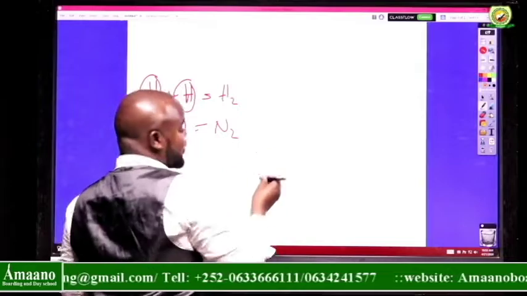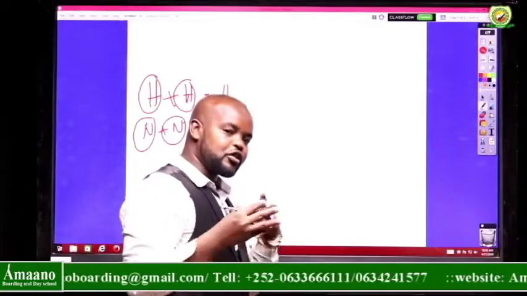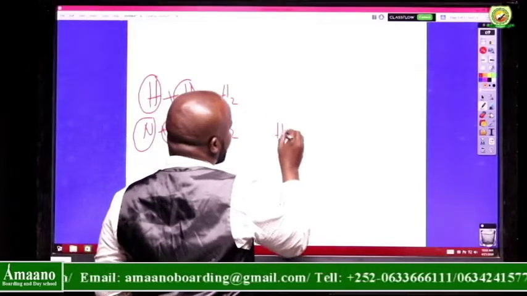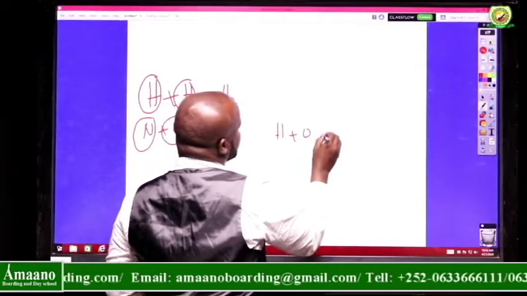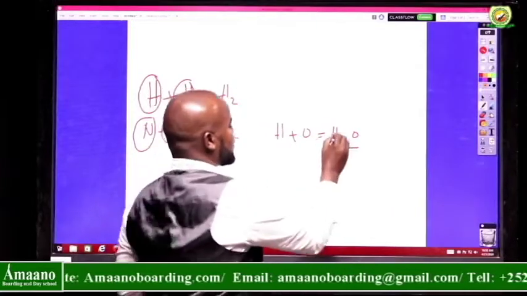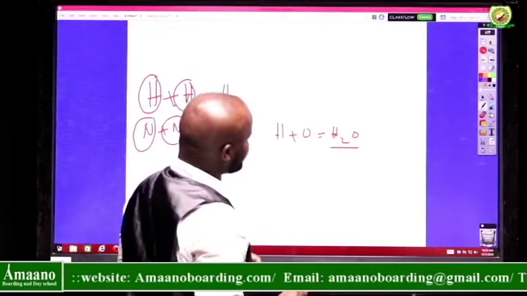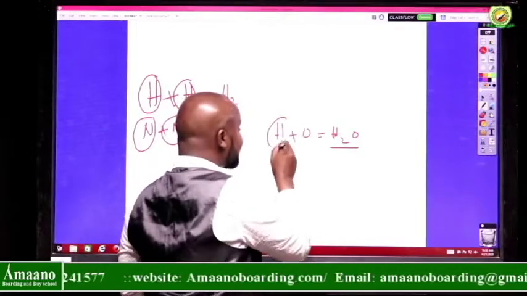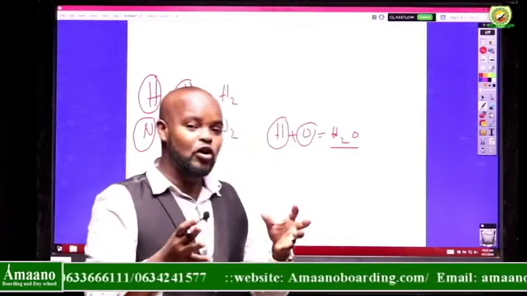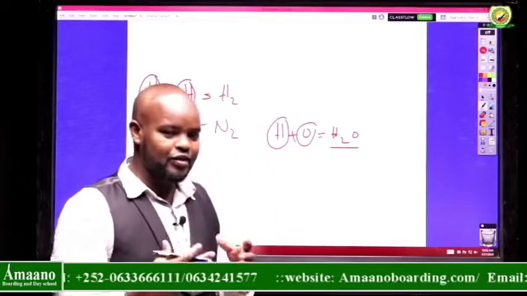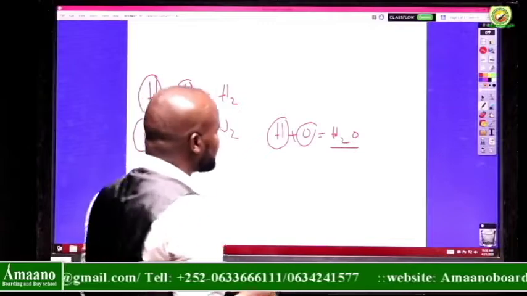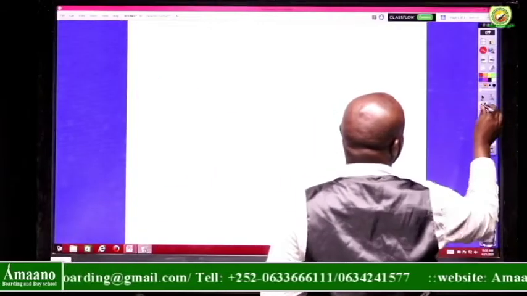There's also another type which is formed of different atoms. For example, if we add hydrogen with oxygen, we will get what? We will get water. This is the formula of water. So in this example we have hydrogen and oxygen. They are different, they are not the same. So when a molecule is formed from two different atoms, that's another type of molecule. I hope it's clear.